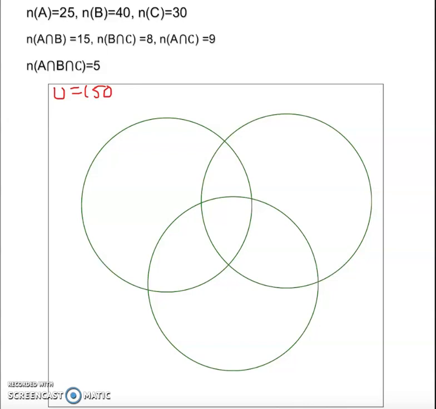Any way you want to shuffle it, right? I'm going to label it. A is equal to 25. B is equal to 40. C is equal to 30.